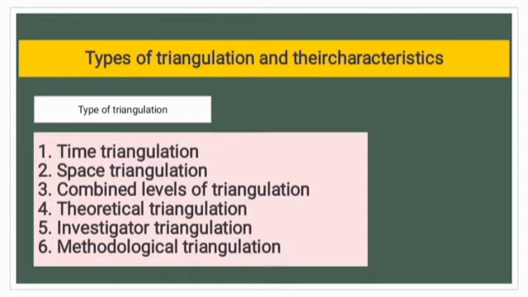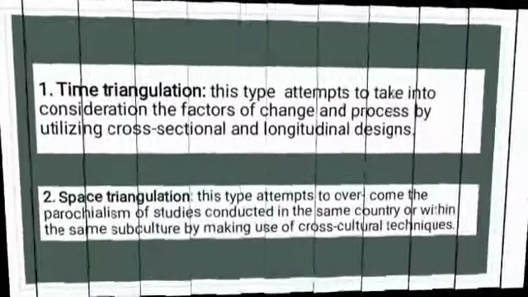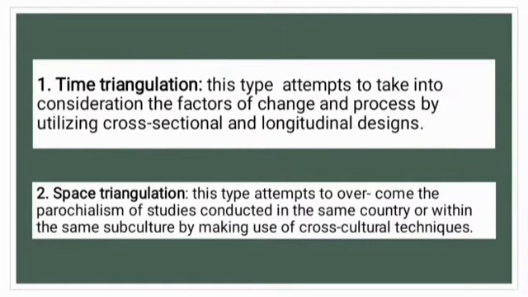Next, types of triangulation and their characteristics. Types of triangulation. First, time triangulation. This type attempts to take into consideration the factors of change and process by utilizing cross-sectional and longitudinal design. Next, space triangulation. This type attempts to overcome the parochialism of studies conducted in the same country or within the same subculture by making use of cross-cultural techniques.